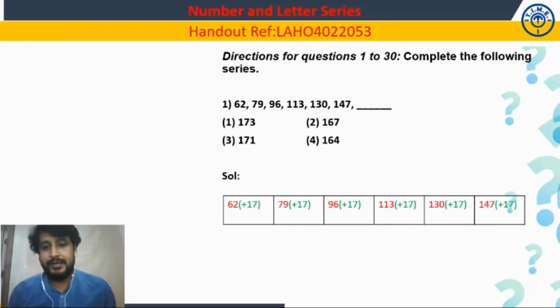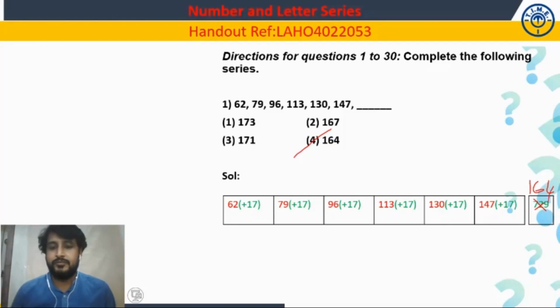62 plus 17, 79. 79 plus 17, 96. 96 plus 17, 113. 113 plus 17, 130. 130 plus 17, 147. And the difference is 17. So applying the same logic, 147 plus 17 is 164. That is choice 4. Small correction, it is 164. Choice 4. They're clear, right? Okay. Now move to question number 2.